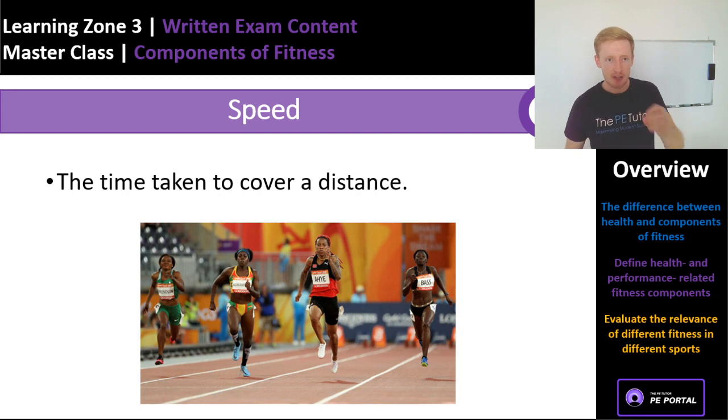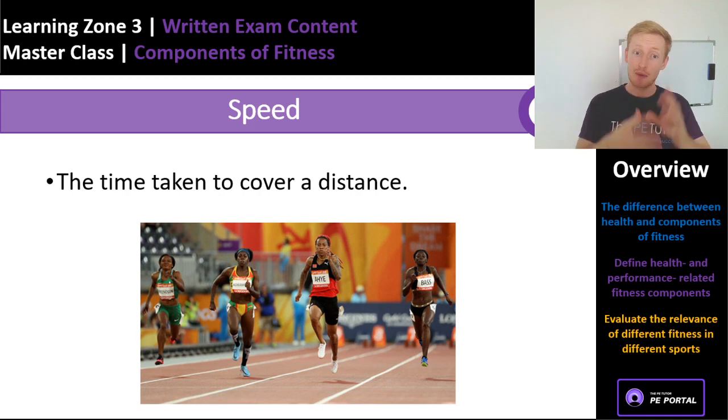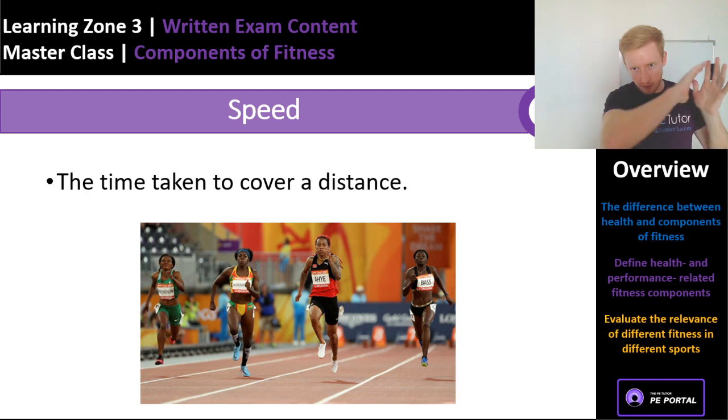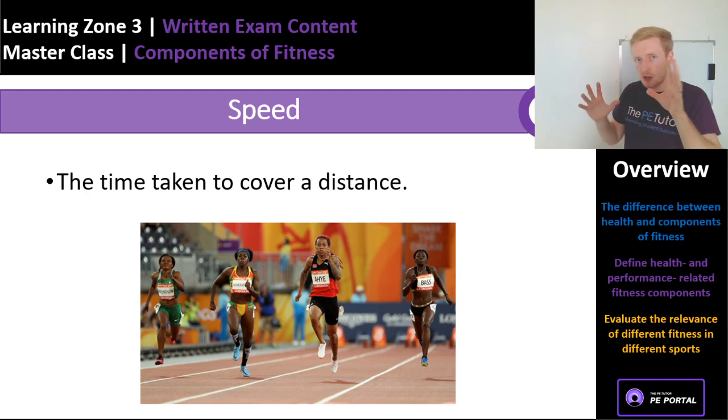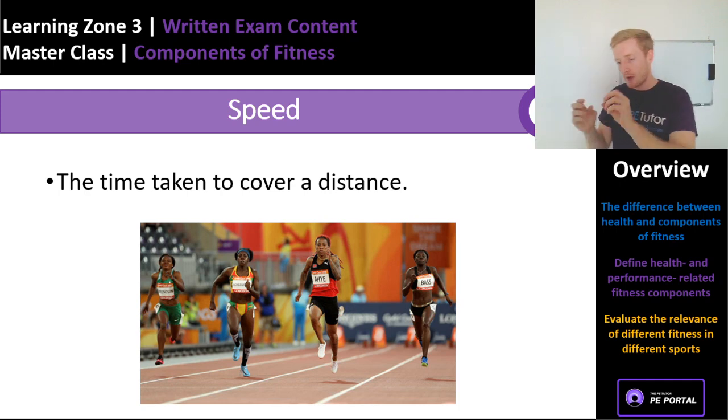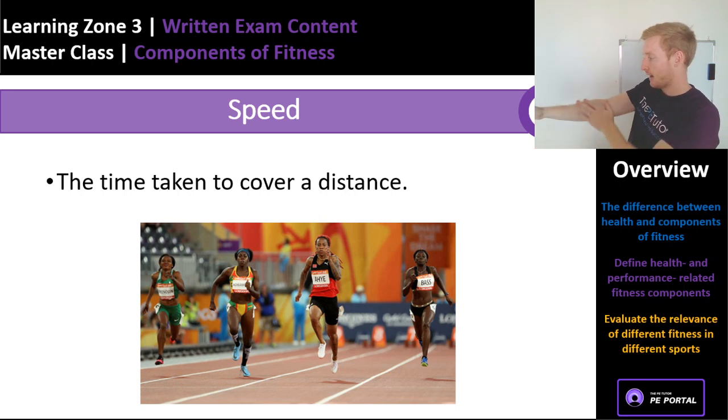And then speed, time taken to cover a distance. Now, it could be the whole body, like in a foot race, but it might also be limb speed. So in a table tennis strike, for example, you're going to be able to put more spin onto the ball if your elbow flexion speed and the rate at which your forearm can come up, you're going to be better if that's faster.